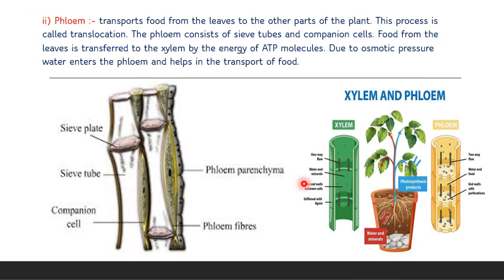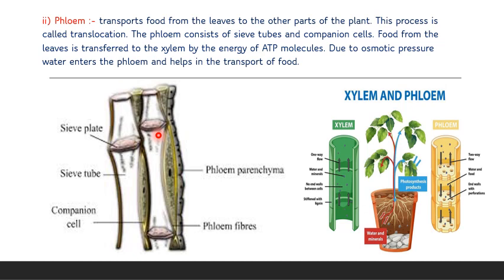Now let us try to understand about phloem. What is the function of phloem? It transports food from the leaves to the other parts of the plant. That is the major function of phloem, and it is called translocation. The components of phloem are sieve tubes and companion cells.